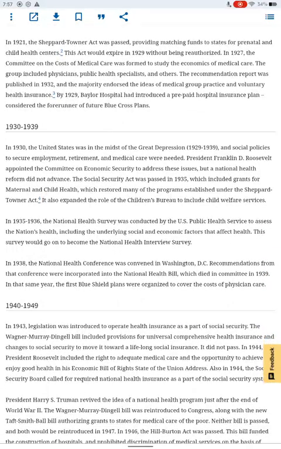In 1921, the Sheppard-Towner Act was passed, providing matching funds for states for prenatal and child health centers. This act would expire in 1929 without being reauthorized. In 1927, the Committee on the Costs of Medical Care was formed to study the economics of medical care. The group included physicians, public health specialists, and others. The report was published in 1932, and the majority endorsed the ideas of medical group practice and voluntary health insurance. By 1929, Baylor Hospital had introduced a prepaid hospital insurance plan, considered the forerunner of the future Blue Cross plans.